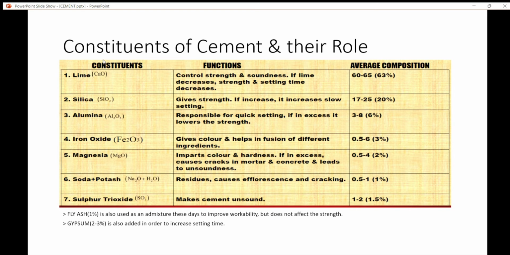The constituents are lime, silica, alumina, iron oxide, magnesia, soda and potash, and sulfur trioxide also. The function of lime is to control the strength and soundness. If lime decreases, strength and setting time decrease. The average proportion of lime is around 63% in the cement. Silica is around 20% of the proportion, and it gives strength. If it increases, setting time is slow.